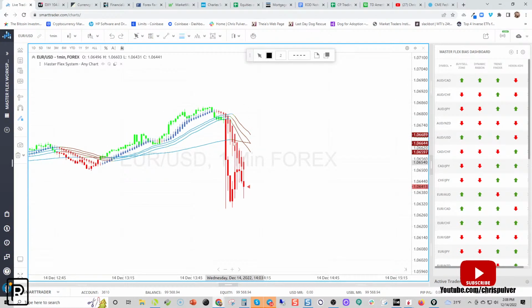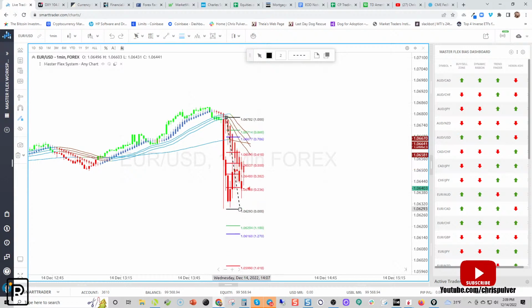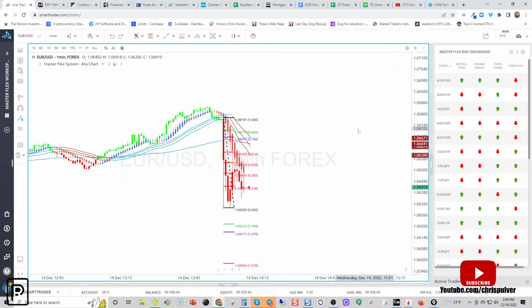Possibly if that spike is true, somewhere like that. Let me see. Right there. High to low. I mean, the euro dollar did the same thing yesterday. We had that 382 pullback.